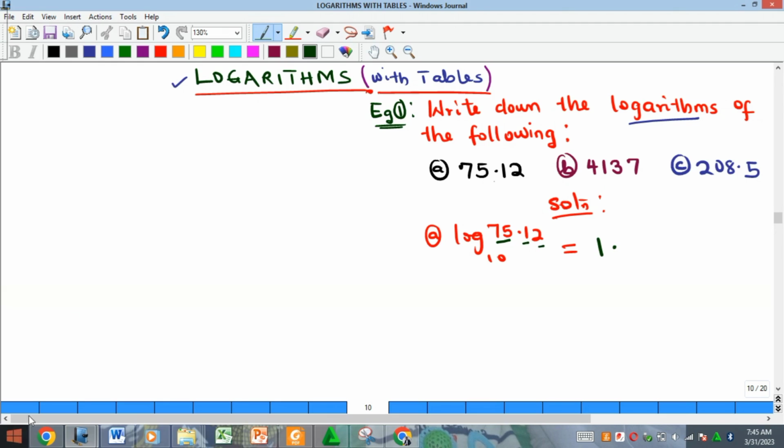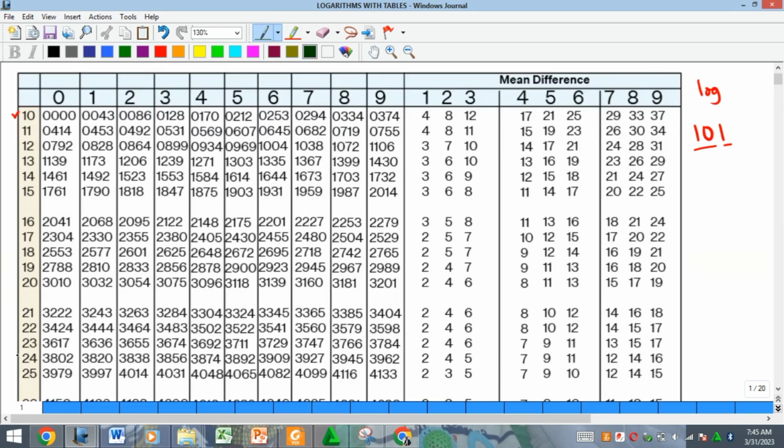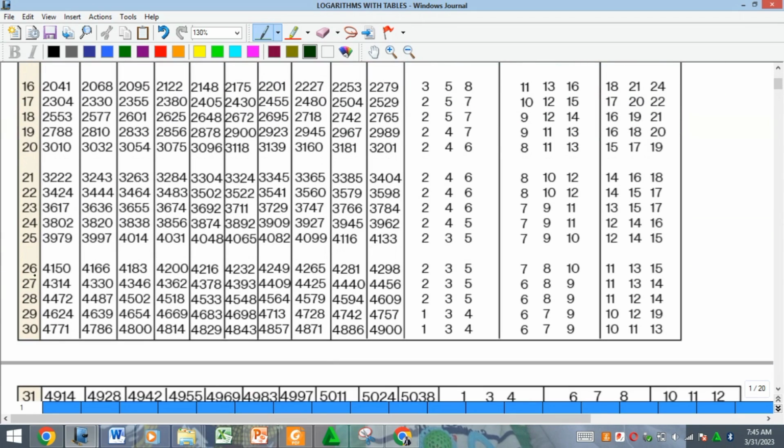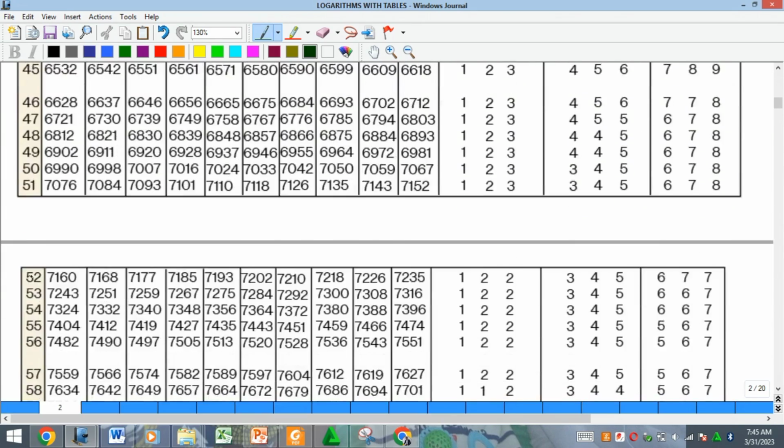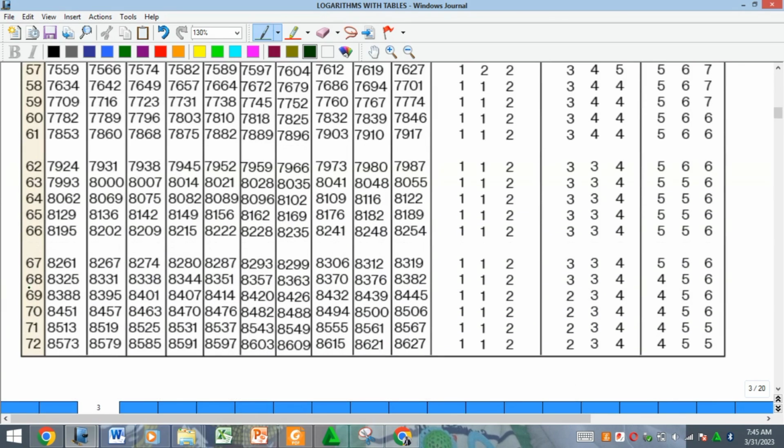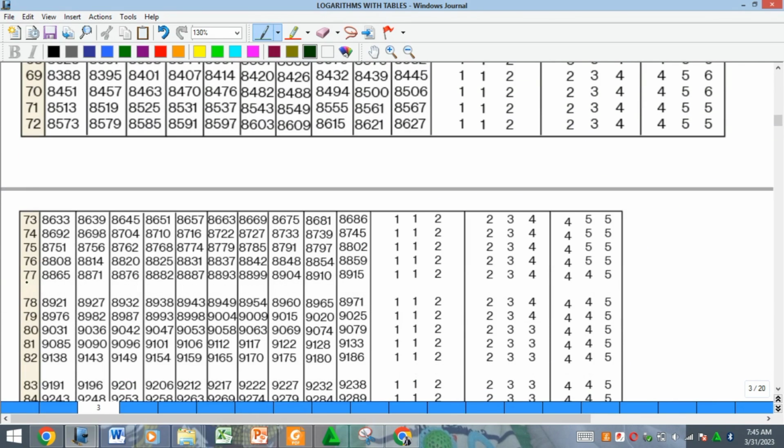So let's go to our four-figure table. Now I'm going to check down. Remember, you're looking at the first column. Of course, we have not seen 75 yet. So let's keep going down until we get to 75. Okay, this is 72. All right, I have 75 here. So now this is my 75. The first column is 0. This is under 0.